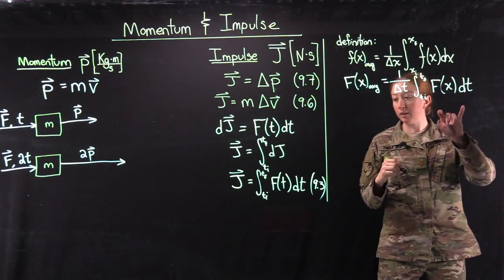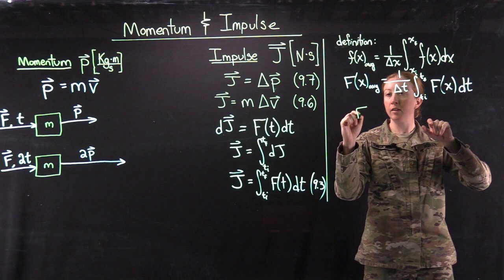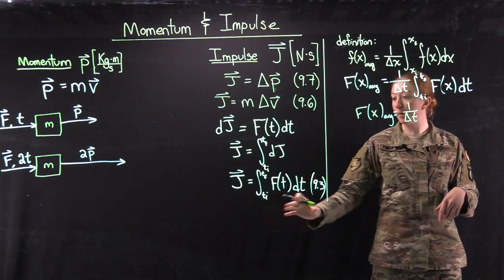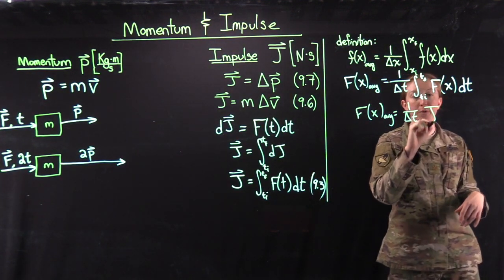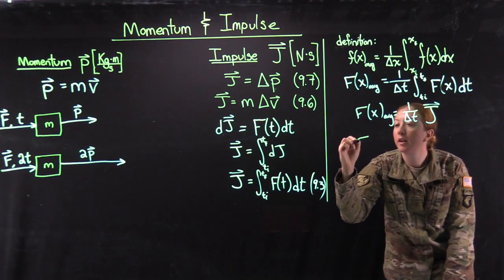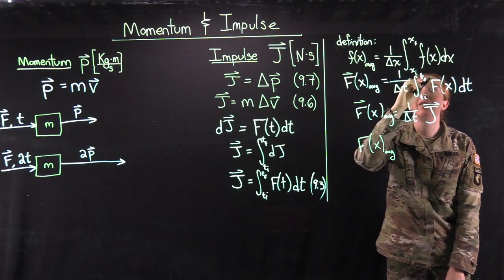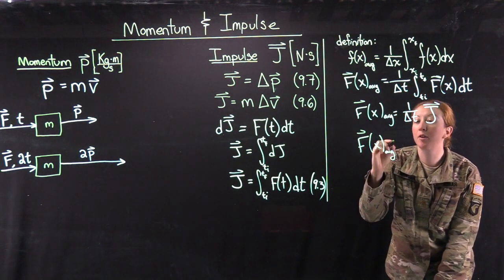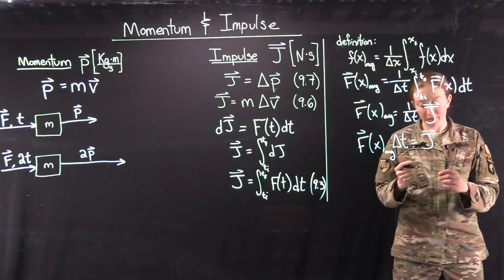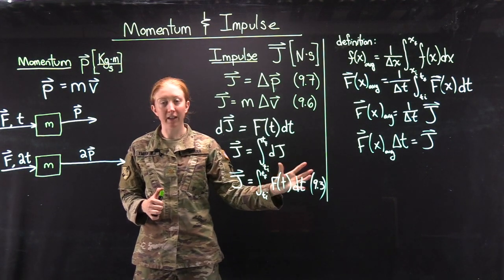There we go. Look at this. This integral here and this integral here are the same. So we know that this term is equal to total impulse. And then I can just move this delta t over, and I know that the average force multiplied by the time over which it was applied is equal to the total impulse. So now we have our definition of how to use impulse and how it relates back to momentum.